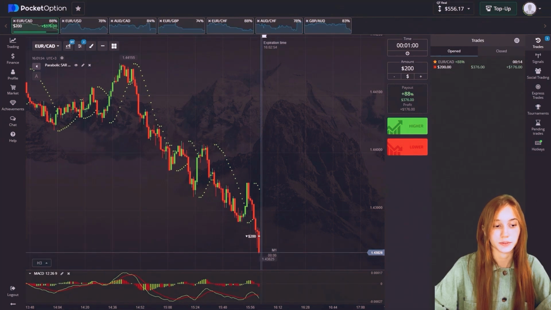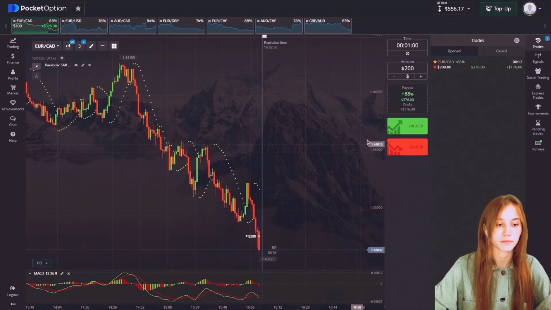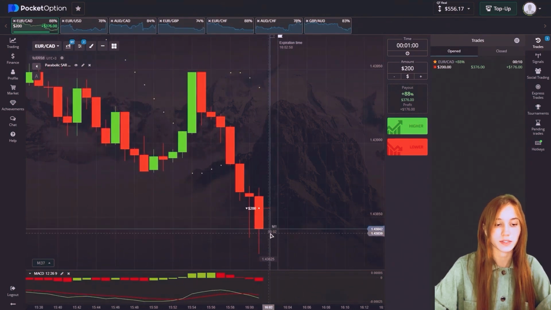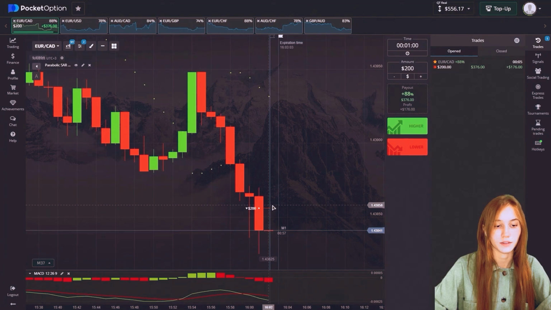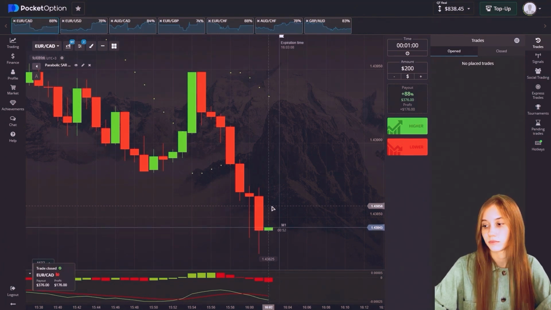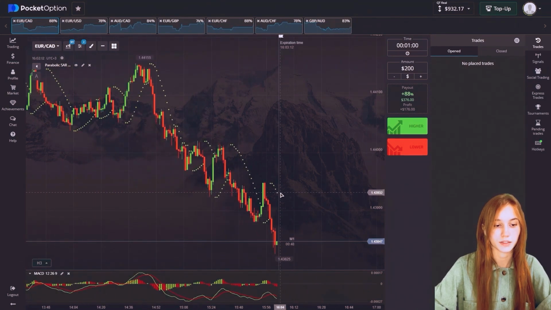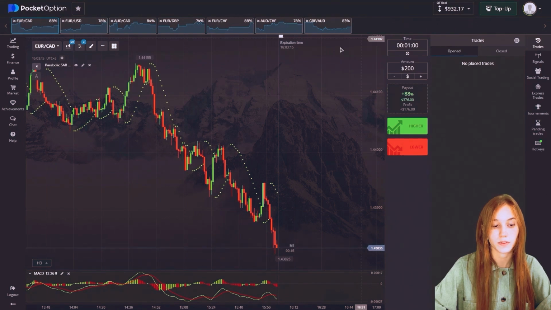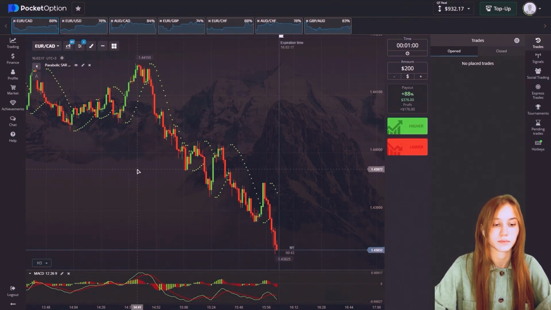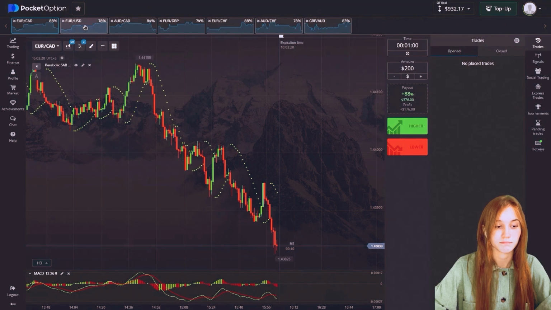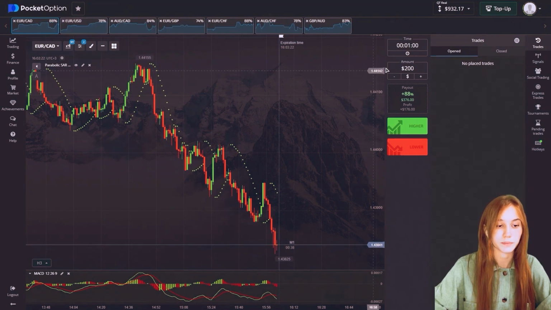Trend is going down. 10 seconds until the end of our deal. Trend is stable. It's good. Let's see for our chart. And the deal goes into plus. Good. The balance is almost $1,000. Good. Let's move on to the next concept.